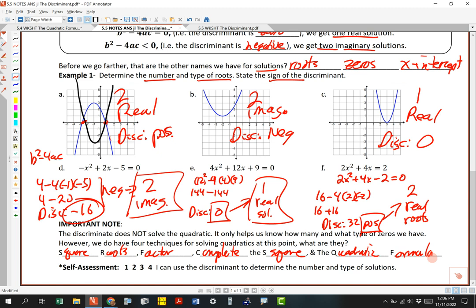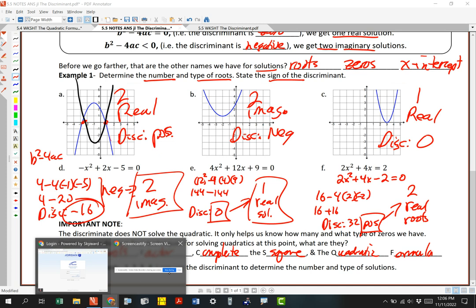Okay, those are the techniques we have for solving. The discriminant does not solve. All the discriminant does is tell us how many zeros we get and what type they are, how many roots we get. Okay? All right.